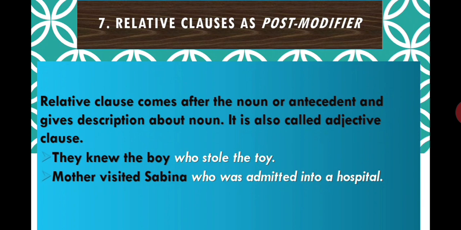Mother visited Sabina, who was admitted into a hospital. In this sentence, who was admitted into a hospital is a relative clause. It comes after the noun Sabina and gives description about the word Sabina. Hence, who was admitted into a hospital, this relative clause acts as a post modifier. So it is clear to us that a relative clause also acts as a post modifier.